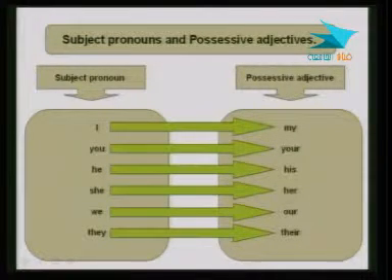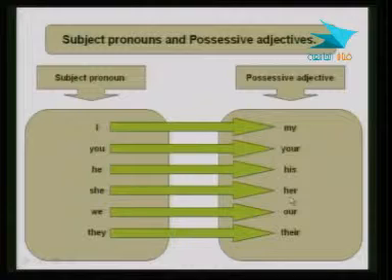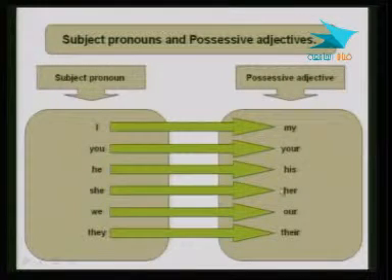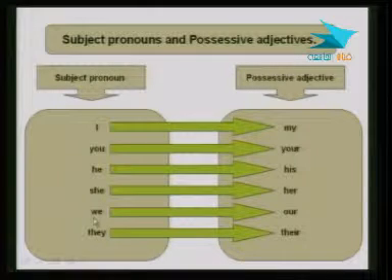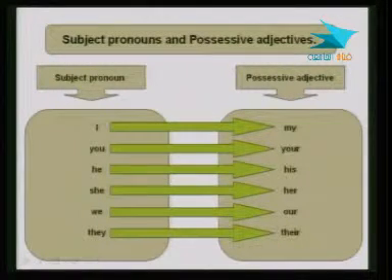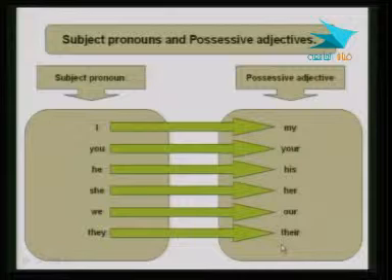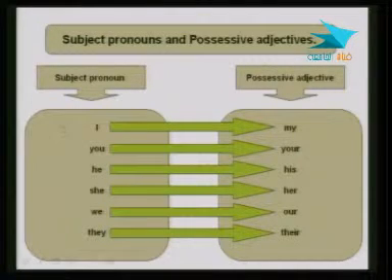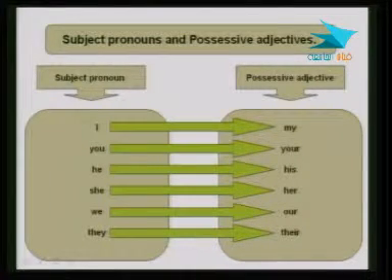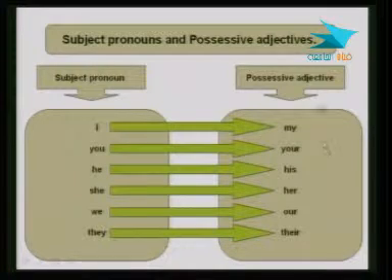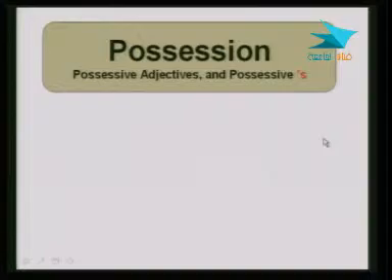So again, I, my, you, your, he, his, she, her. And by the way, some people say hair, and it's not hair, it's actually her. This is the correct way of pronouncing it. We, our, they, their. So these are the subject pronouns, and these are the possessive adjectives. Or we can also say possessive pronouns. Next slide here.